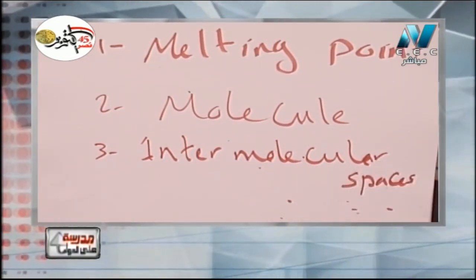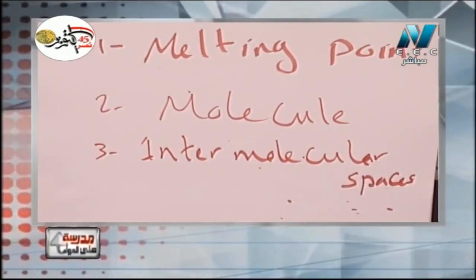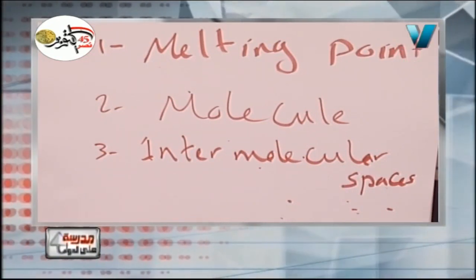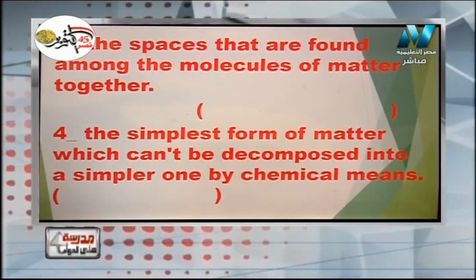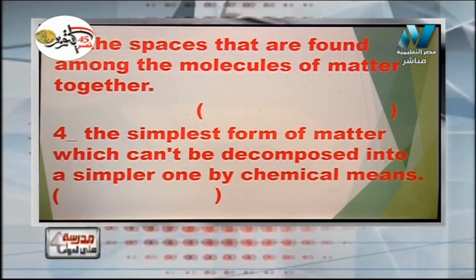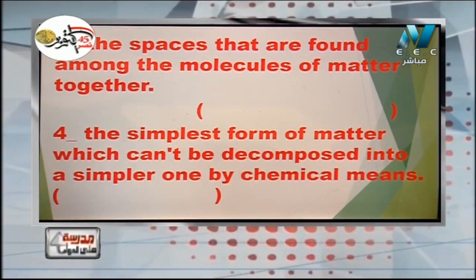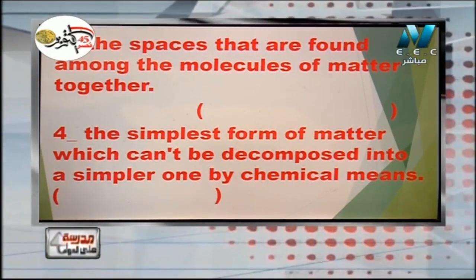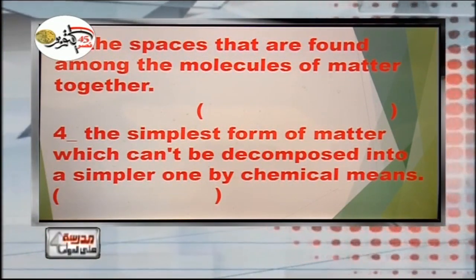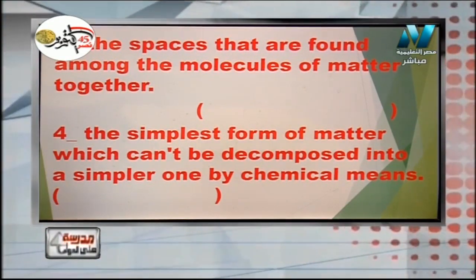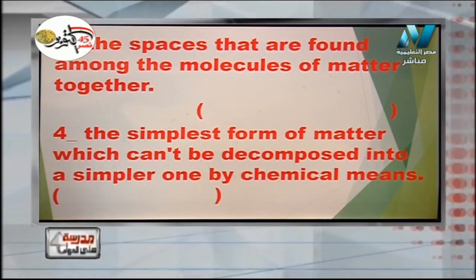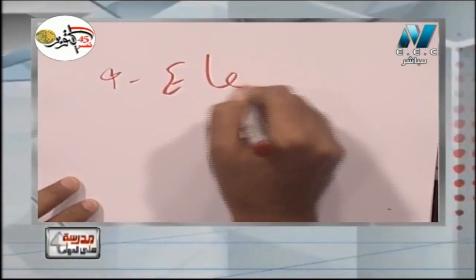Intermolecular spaces. Okay. Number four, the simplest form of matter which can be decomposed into a simpler one by chemical means. Which is the simplest form of matter? It is what? It is element.